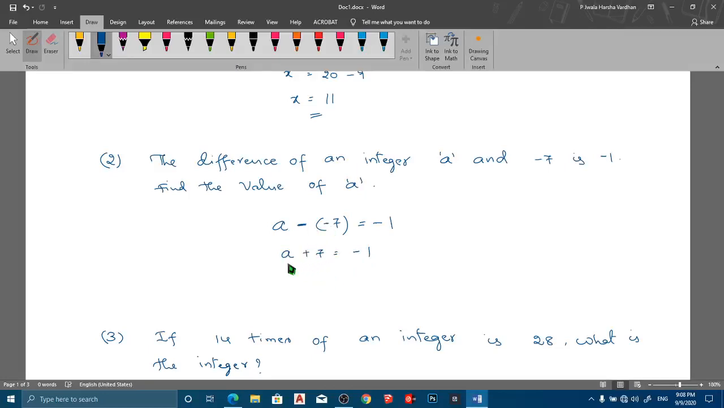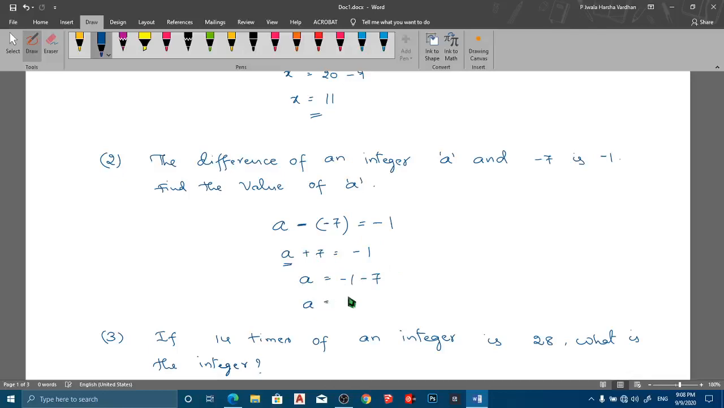Now you want only this unknown value, so keep it on the left side, and send the remaining terms to the right side. Minus 1 is already on the right side, and I am sending this plus 7 to that side. It will become minus 7 by transposing. This is called the transposition method.